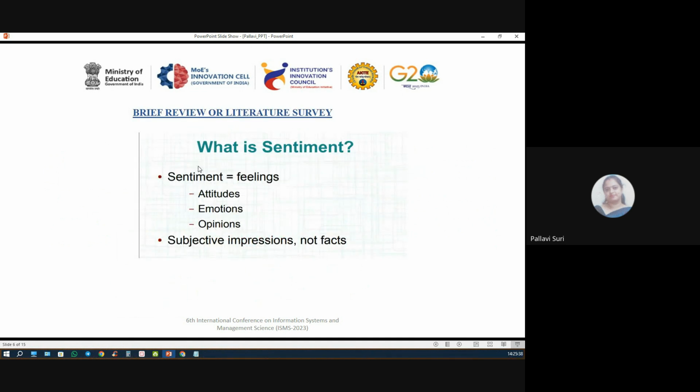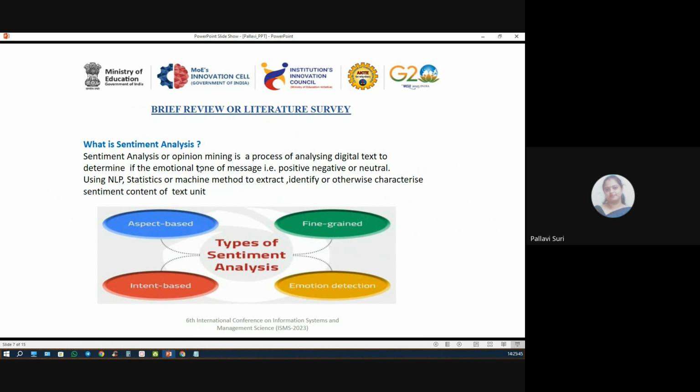According to the literature review, what is sentiment? Sentiment is a feeling, attitude, emotions, and opinions. What is sentiment analysis? Sentiment analysis, or opinion mining, is a process of analyzing digital text to determine if the emotional tone of a message is positive, negative, or neutral, using NLP, statistics, or machine learning methods to extract, identify, or otherwise characterize the sentiment content of a text unit. There are types of sentiment analysis: aspect-based, intent-based, fine-grained, and emotion detection.